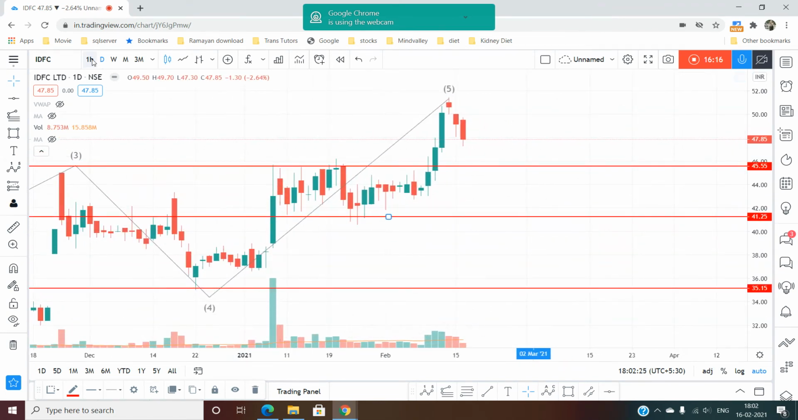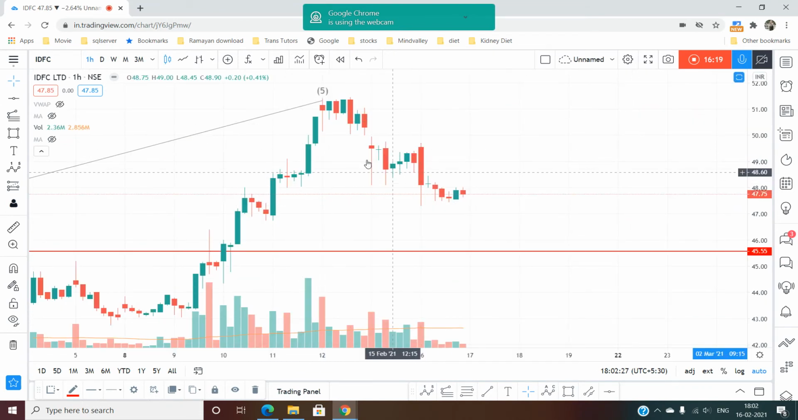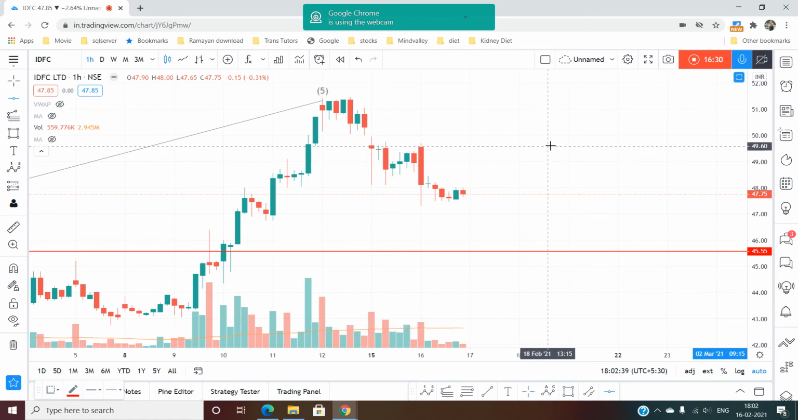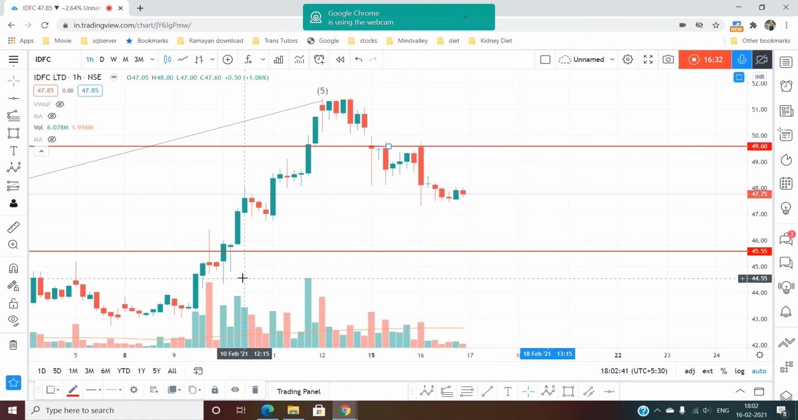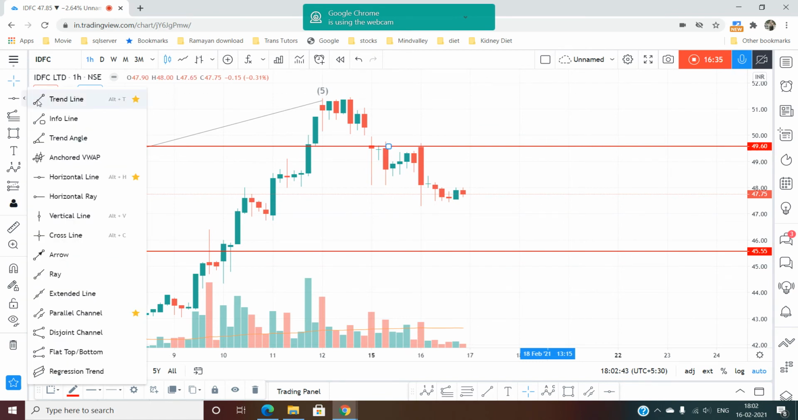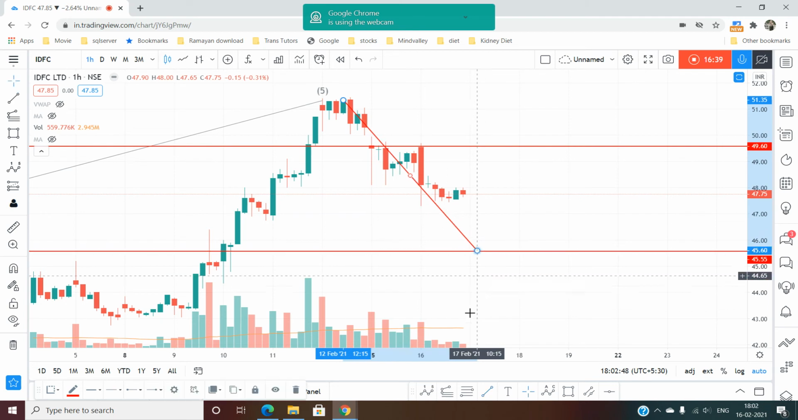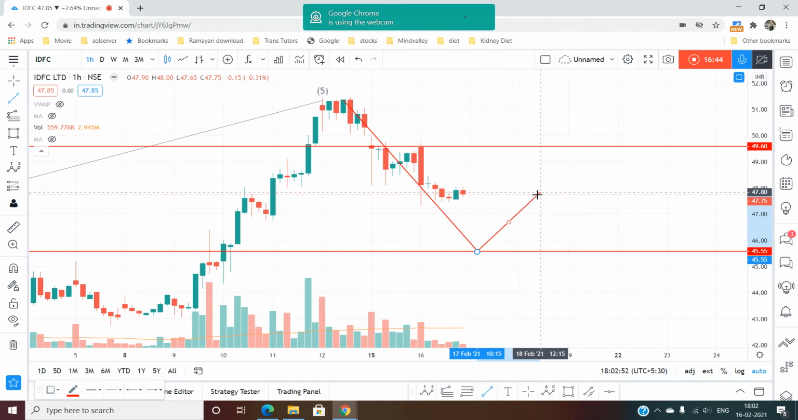So going to the lower chart, we can see the hourly time frame. We can see this is the only impulse wave that is going. So 1, 2, 3, 4, and 5 impulse wave. So normally it will come to 45.5. That is my thought. And after coming to 45.5, there's a high chance that it can move up to either this level, 47.65, or even 49.7.